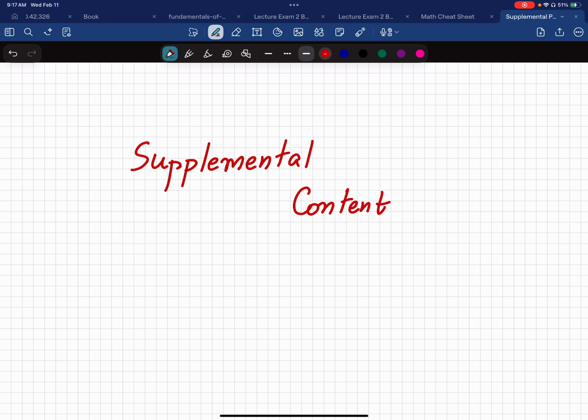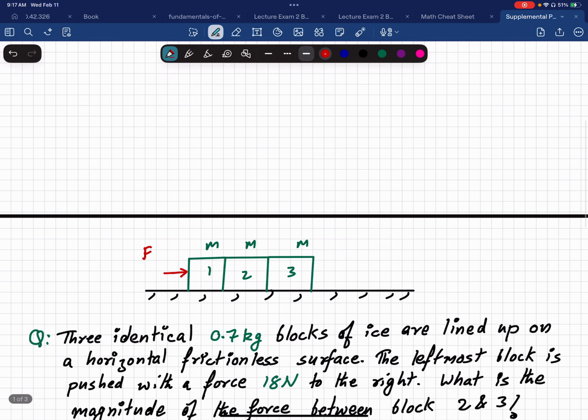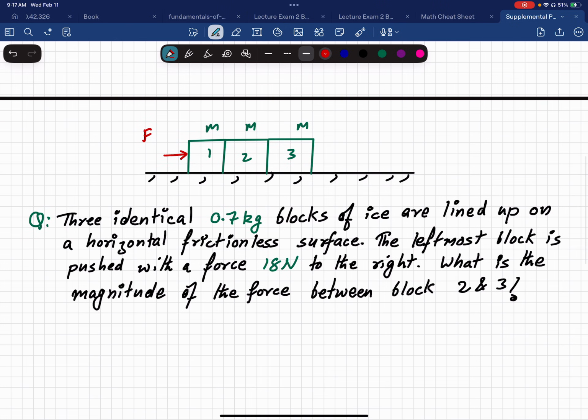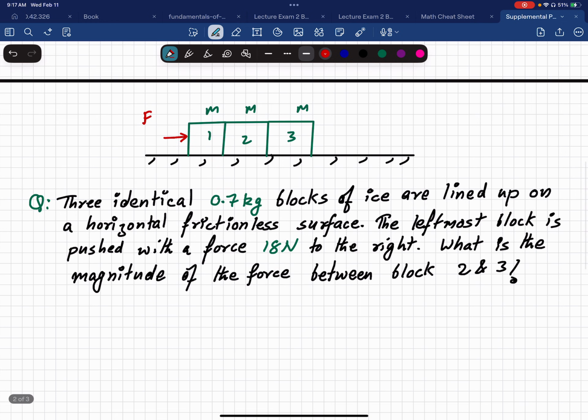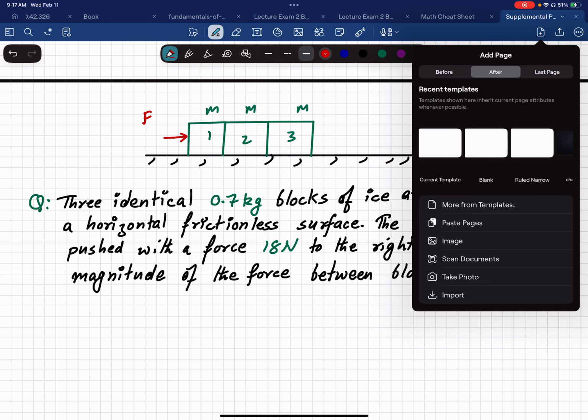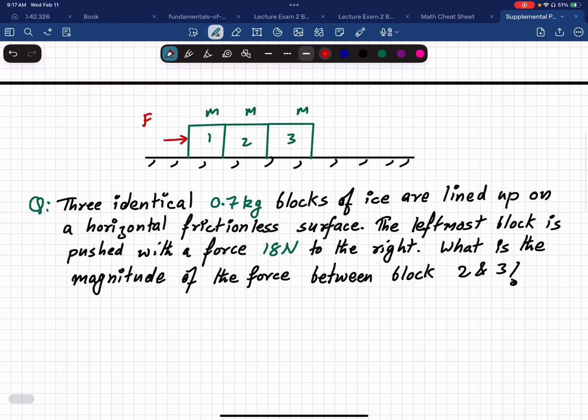Good morning, class. Today I'll be going through the extra problems which I didn't have time to discuss, but let me just do that here. The first problem is, and we will be addressing the normal force here. Normal force and the contact force. This is the best example that you can get. Okay, now let's go for it.